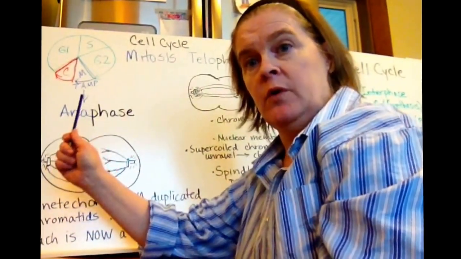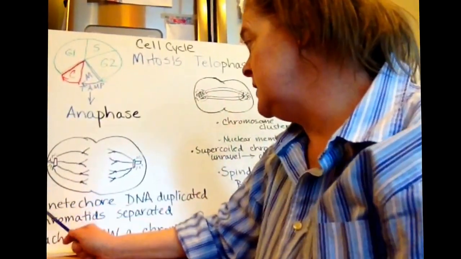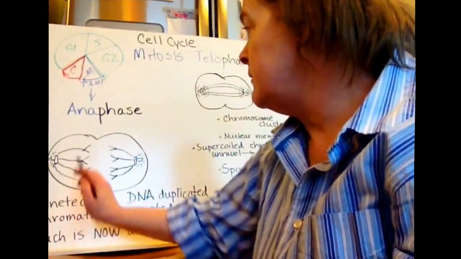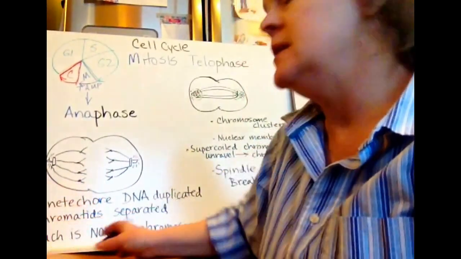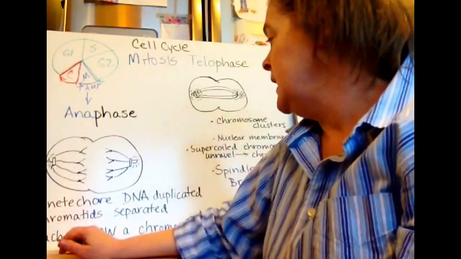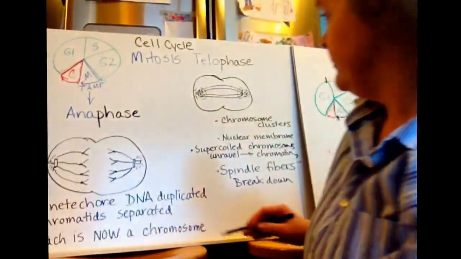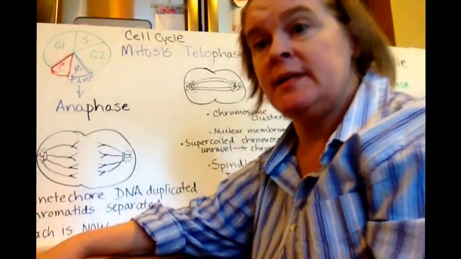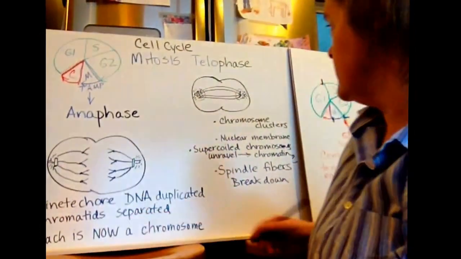The chromosomes, they line up single file along the metaphase plate. Anaphase, pro-met-ana, is the next phase of mitosis. Here, the kinetochore has been duplicated and the chromatids are separating, and each is now a separate chromosome. Before there were 2 chromatids to make the chromosome, now they are separate chromosomes.